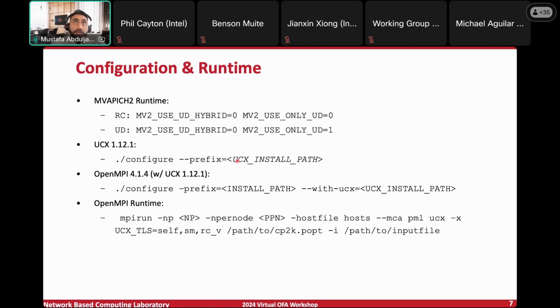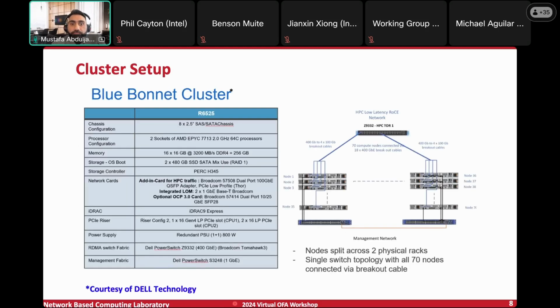This is the way we configure RC and UD. And whenever we reference OpenMPI, we're using 4.1.4 with UCX 1.12.1, and UCX enables the communication over RoCE for OpenMPI, and also for the later versions of the MVAPICH 3.0 series.